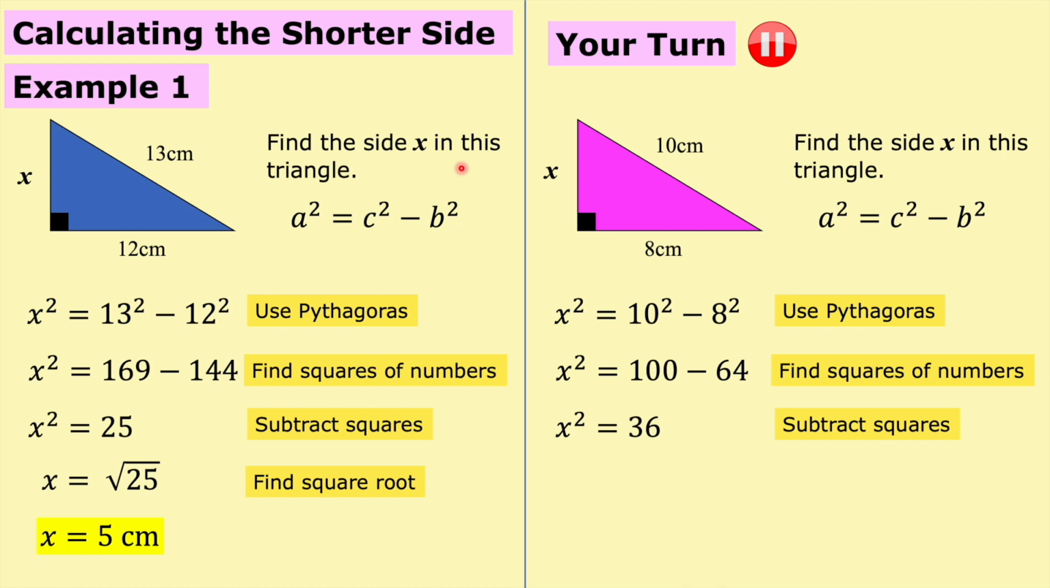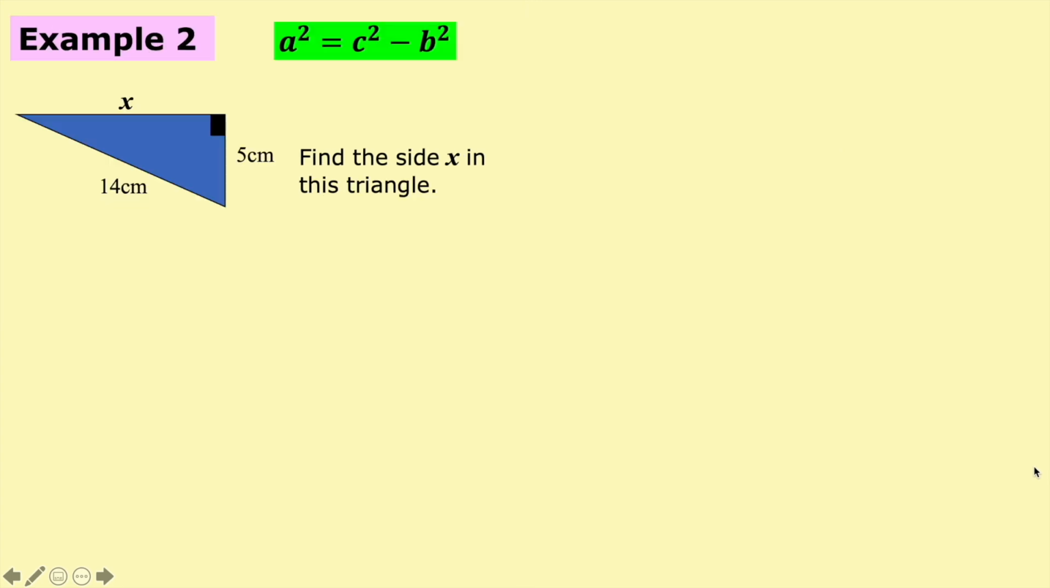So that's what x squared equals, 36, but we just want x, so we need to find the square root. And the square root of 36 is 6, and we're in centimetres. So well done if you got that. So let's go through another example.